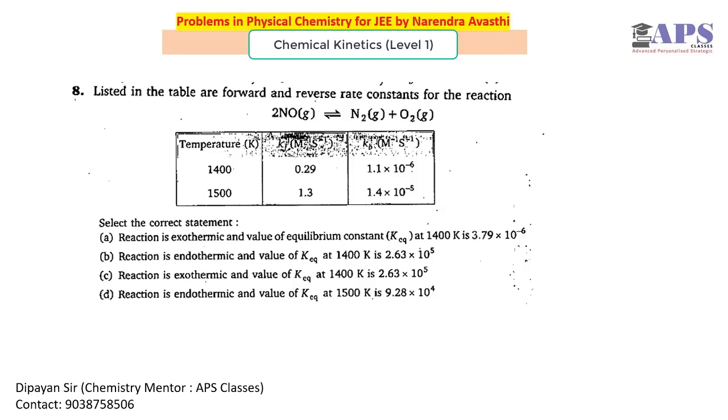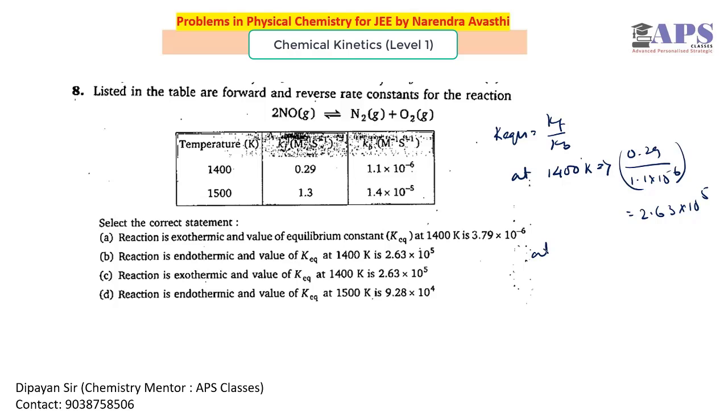In question number 8, if we calculate equilibrium constant, that is Kf by Kb, at 1400 Kelvin, it is 0.29 divided by 1.1 into 10 to the power minus 6, which will become 2.63 into 10 to the power 5. And if we calculate the same thing for 1500 Kelvin, it will come around 9.3 into 10 to the power 4.